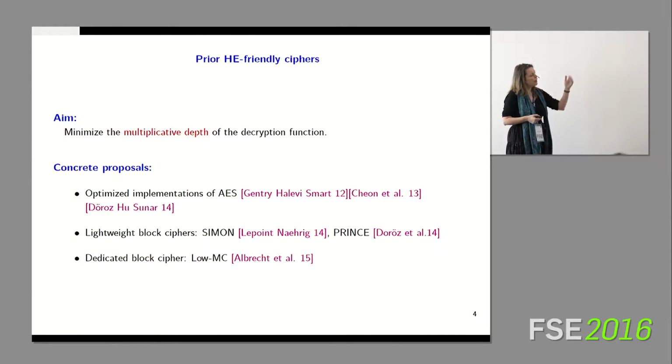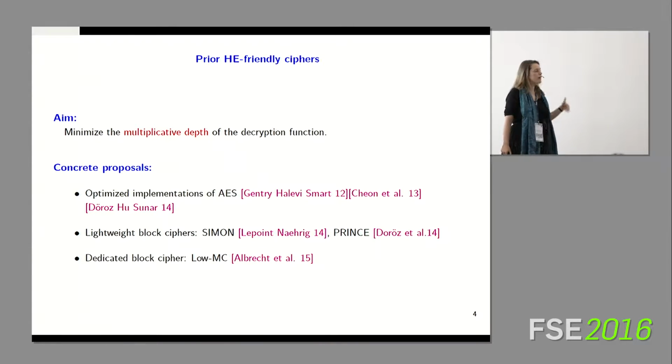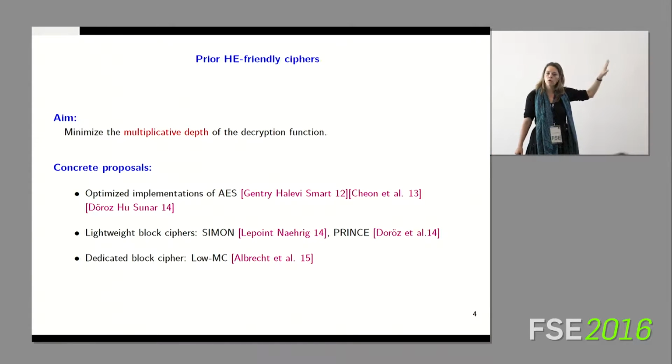And so, at last Eurocrypt, Martin Albrecht and his co-authors observed that our usual design criteria for lightweight block ciphers are not appropriate in this setting. Instead, they proposed the very first family of block ciphers dedicated to this homomorphic application. This is a family of block ciphers which is named LowMC.